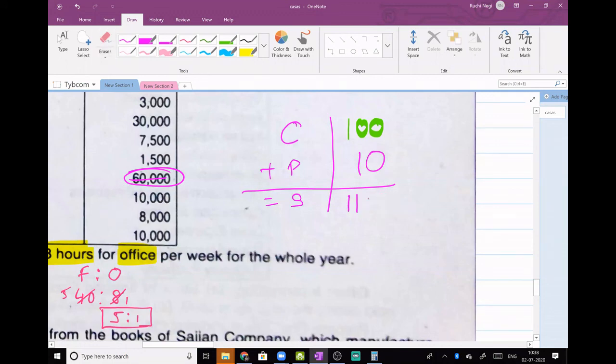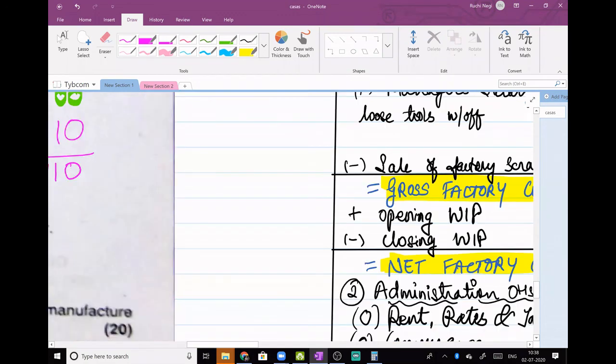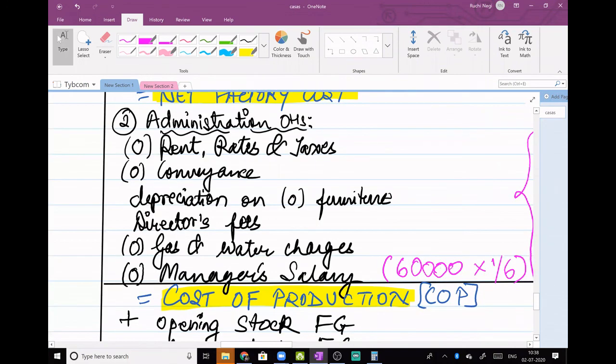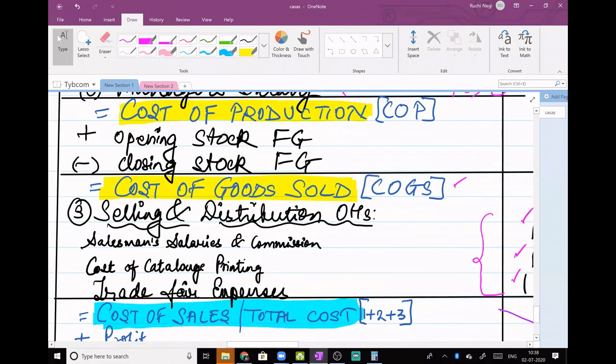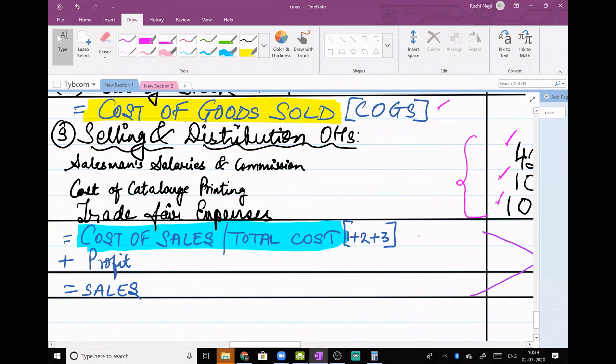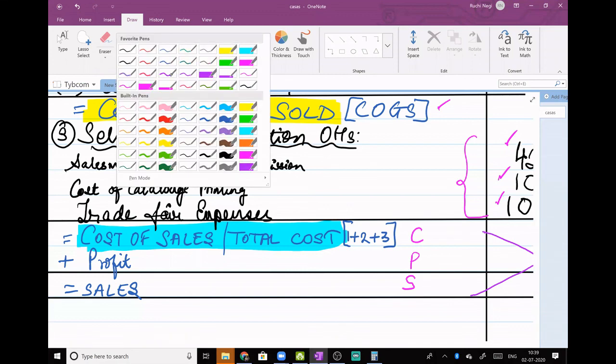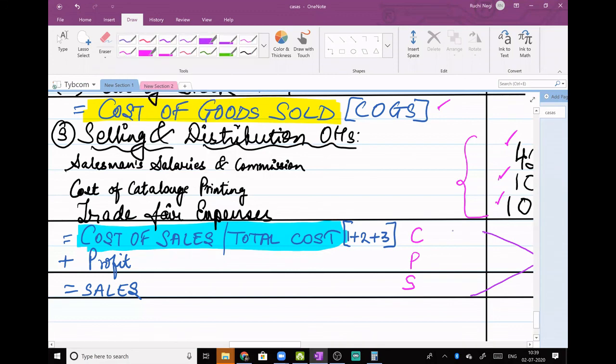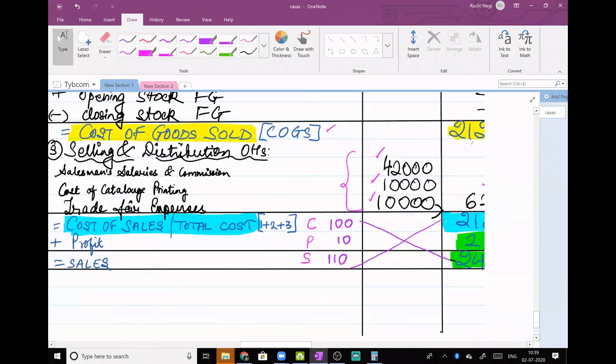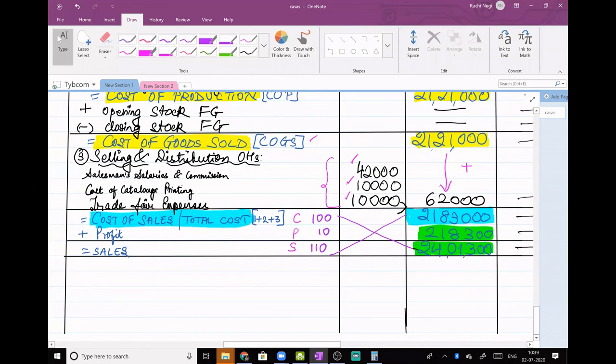So 110 this way. Can I write this here? We have less than a minute. We have 1 minute 24 seconds. So write it here. C plus P is equal to S. This is what we are justifying, right? So this is 100, this is 10, so this is 110. Cross multiply, you will get the answer. See, I have shown the cross multiplication sign also.